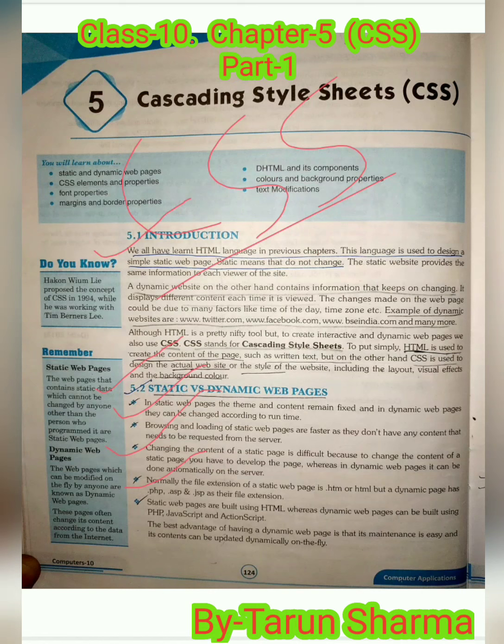Normally the file extension of a static web page is .htm or .html, but a dynamic page has .php, .asp and .jsp as their file extension. Okay, and next, static web pages are built using HTML, whereas dynamic web pages can be built using PHP, JavaScript and ActionScript.